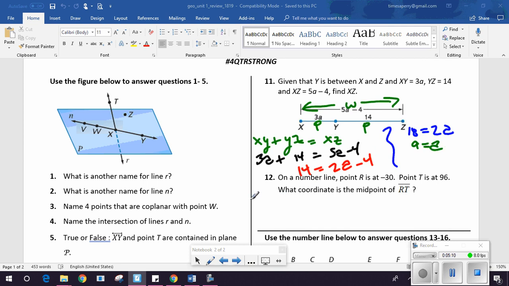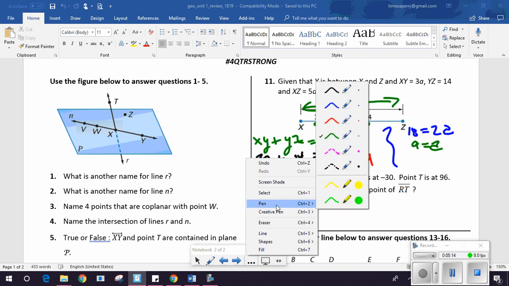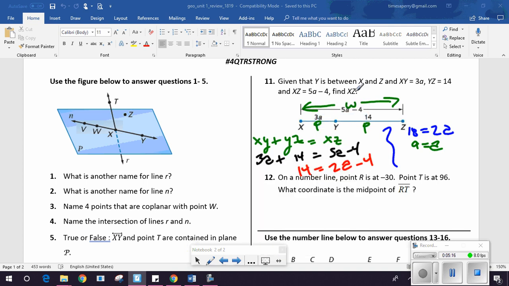Then go back up and read the instructions. It wanted us to find XZ. So XZ was equivalent to 5a minus 4. So that means substitute 9 for a. So 5 times 9 minus 4. 5 times 9, 45. 45 minus 4 is 41.